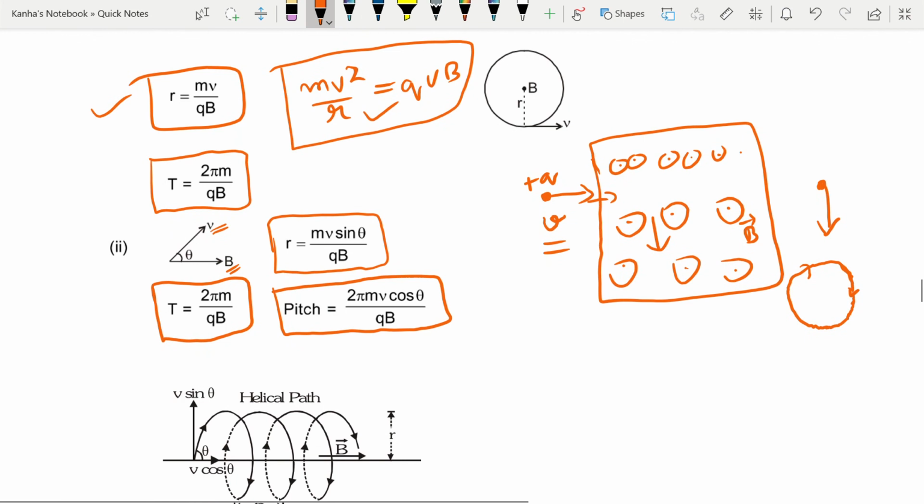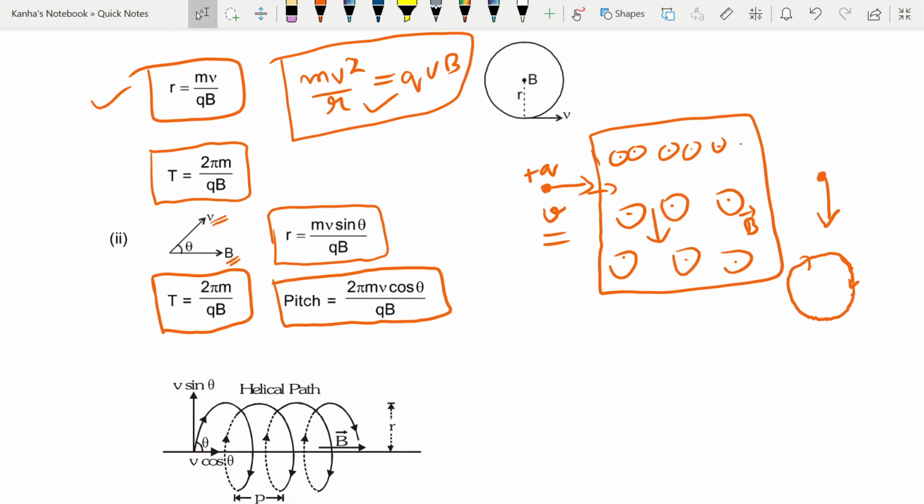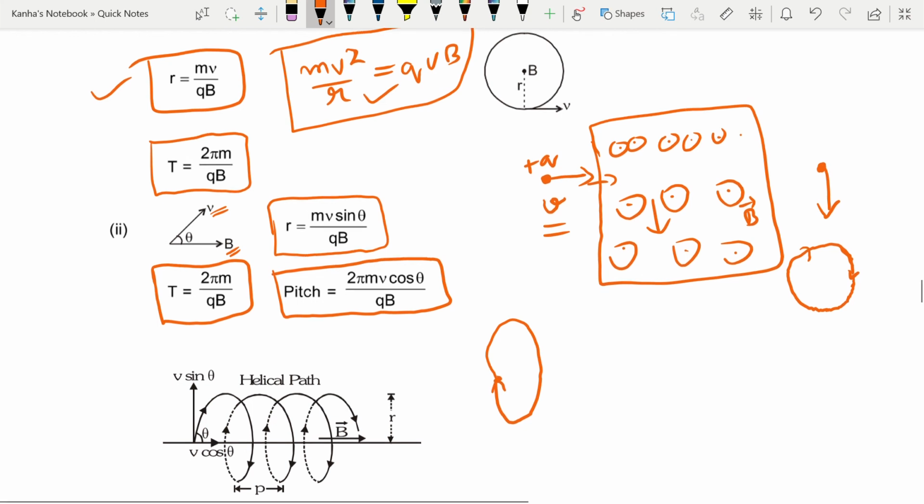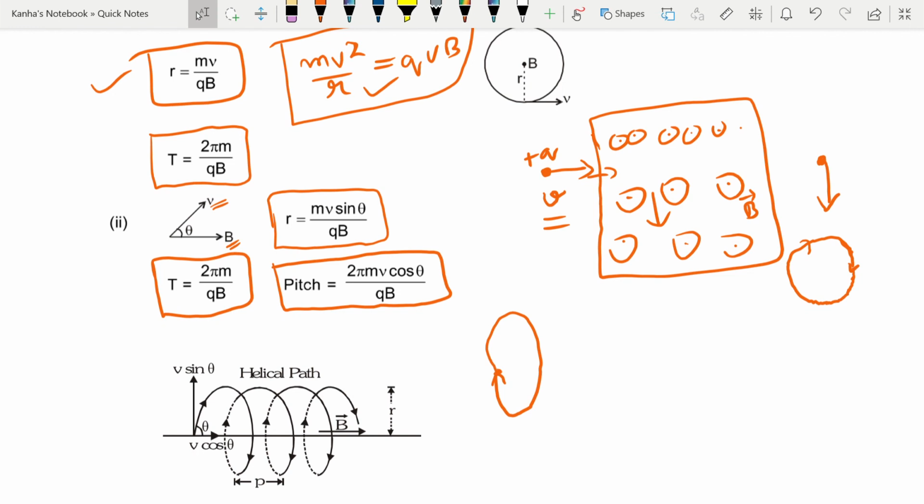Pitch is the distance that my particle will cover in one complete rotation. So for example, in the initial case when theta was equal to 90, what was my pitch? My pitch was equal to 0 because my particle would make a complete circle and come back to the same place. But now what happens is the particle takes a helical path, and it starts from this point.